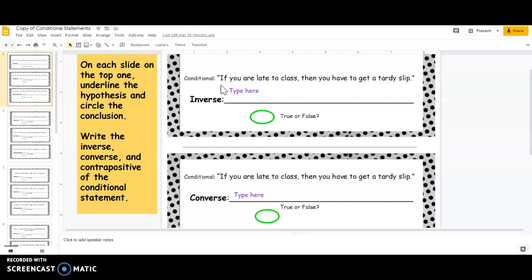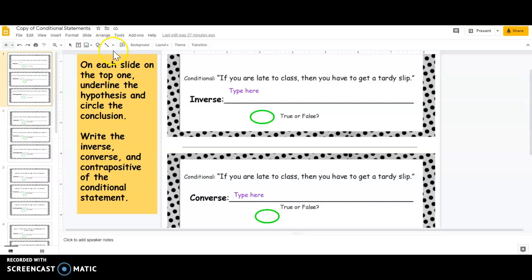My conditional statement is if you are late to class, then you have to get a tardy slip. So one of the things I want to do is underline the hypothesis and circle the conclusion. And that's to help identify it for one, and two, it will help you write the other statements.